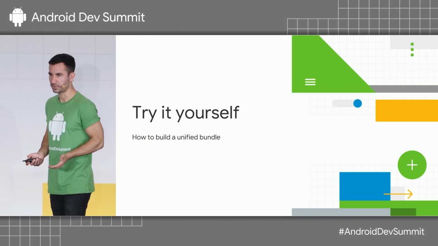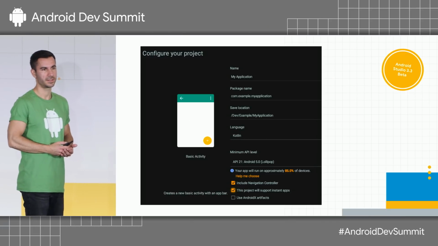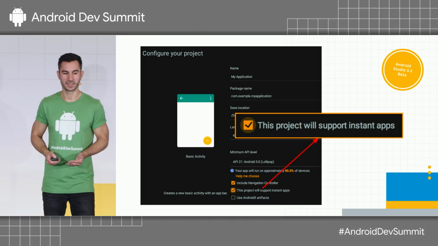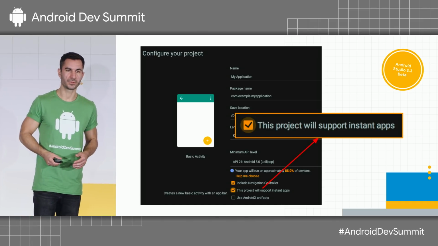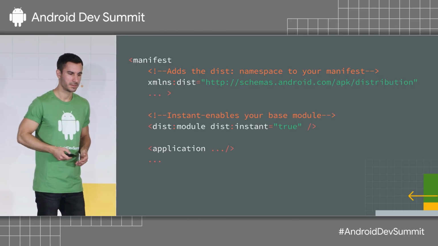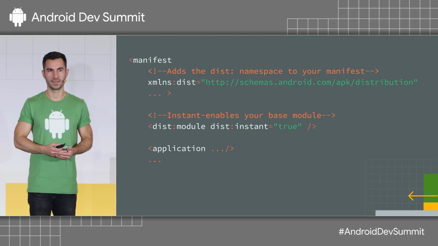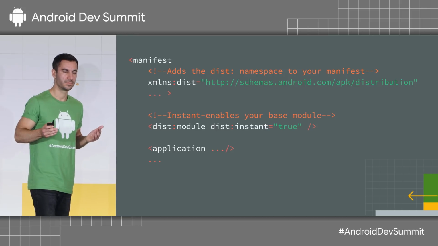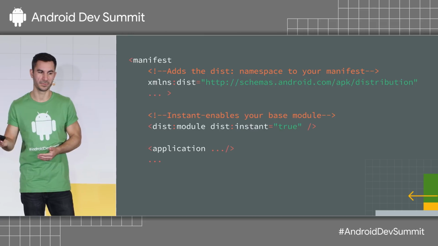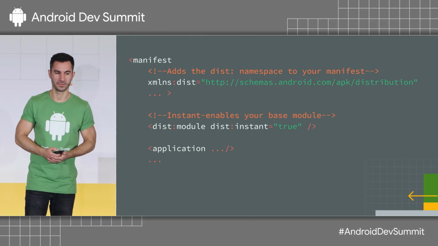OK, so how to try it yourself right now? First thing you need to do is use the new Android Studio 3.3 that's currently on the beta channel. And if you're creating a project from scratch, you can simply select this checkbox. We'll create the modules with the necessary metadata already in there. So that's how it looks like in your base manifest. You instant enable it, and you're good to go. If your app is compliant with all the other Instant App restrictions, such as file size, which Ben will talk about later, now you have a chance to publish an instant enabled bundle already.